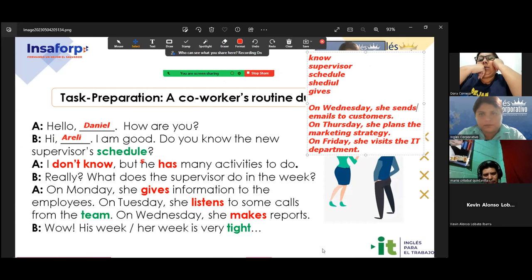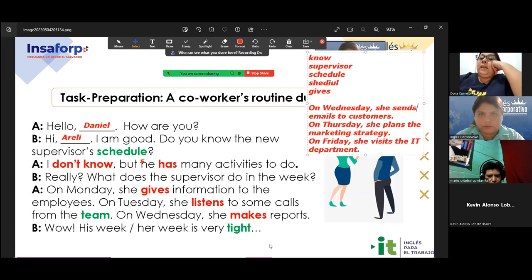Do you know the new supervisor? I don't know, but she has many activities to do. Really, what does the supervisor do in the week? On Monday, she gives information to the employees. On Tuesday, she listens to some calls from the team.